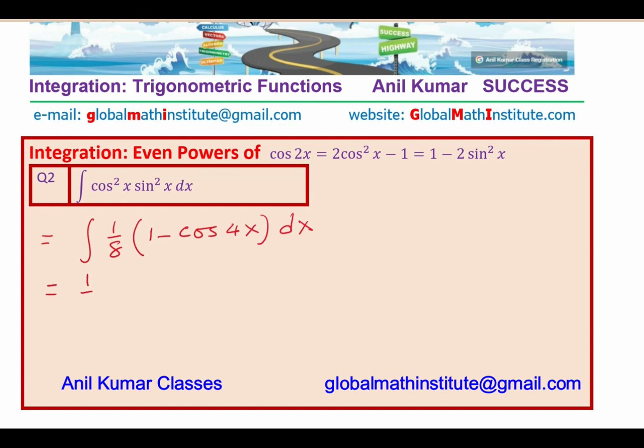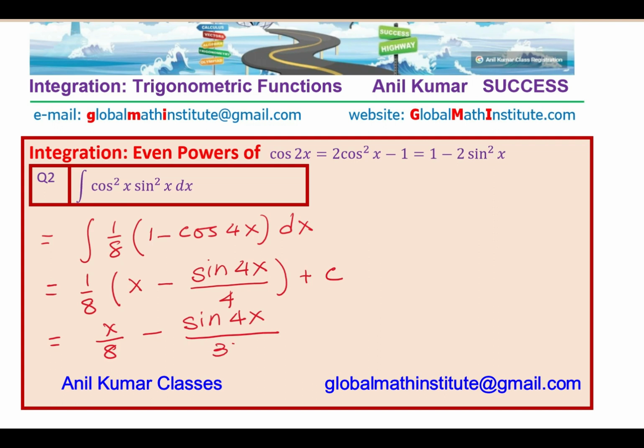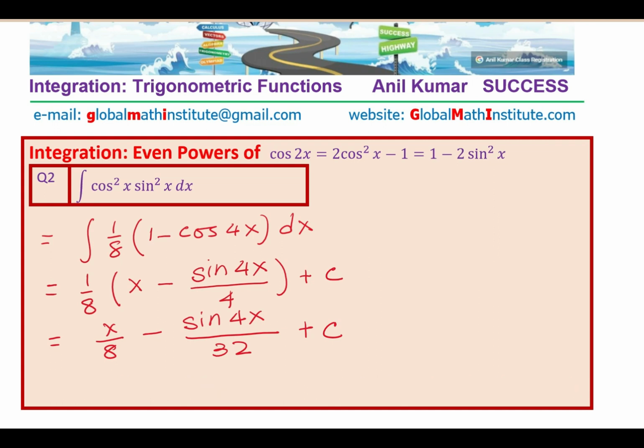So this integral will be 1 over 8. The integral of 1 is x, minus sin of 4x divided by 4, correct? Plus c. And that gives us the answer x/8 minus sin 4x by 8 times 4, 32, plus c. Perfect. So that is the answer which we are going to get for this part, correct? So I hope the concept is absolutely clear, right?